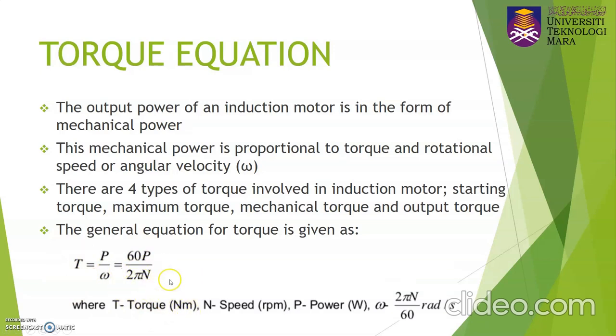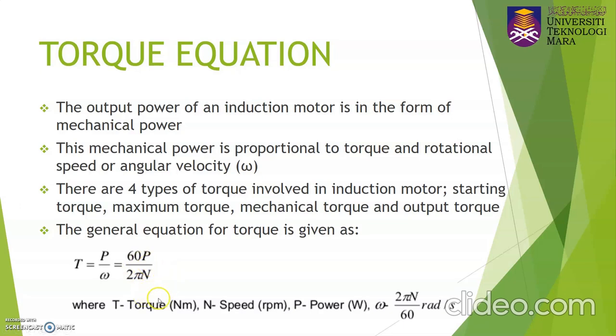N is a speed. Okay, it depends. For the starting torque, you need to use the synchronous speed. But for the output torque and also the mechanical torque, you need to use the speed of the rotor. Because the output happens at the rotor and the starting torque happens at the stator, you need to identify whether to use NR or NS. It depends on which torque you need.